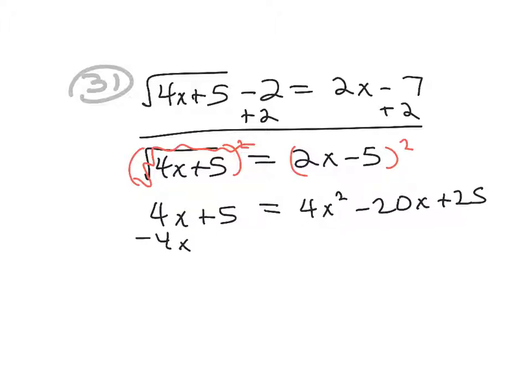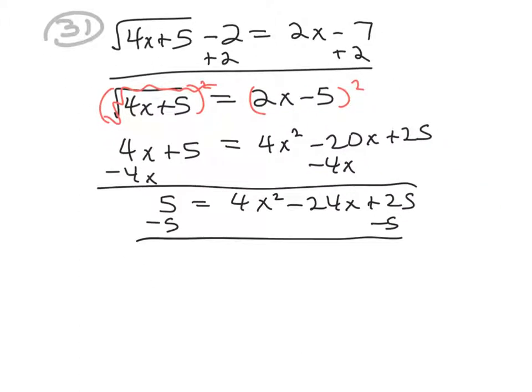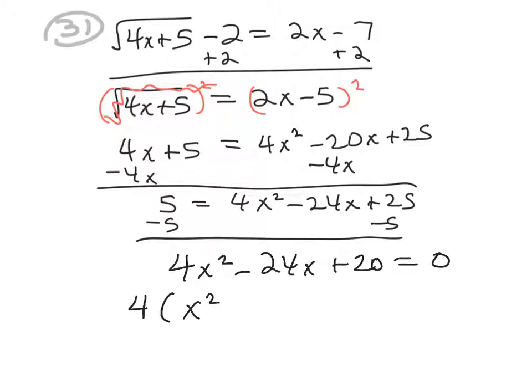I need to subtract the 4x from both sides. I need to get it into standard form so I can factor this. Minus 24x plus 25, subtract the 5. 4x squared minus 24x plus 20 equals 0. I can factor a greatest common factor out of 4, and I'm left with x squared minus 6x plus 5 equals 0.